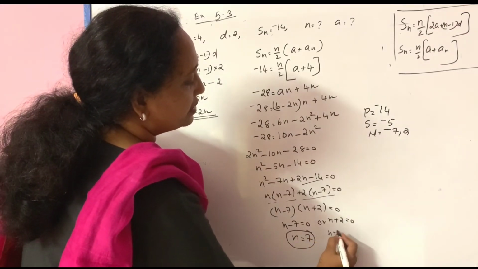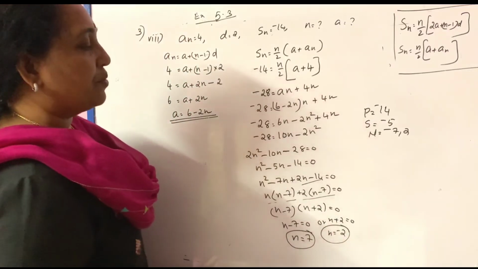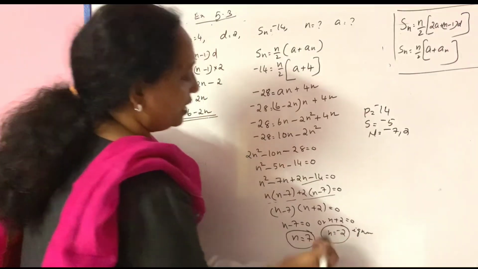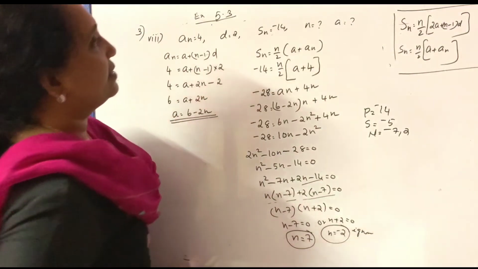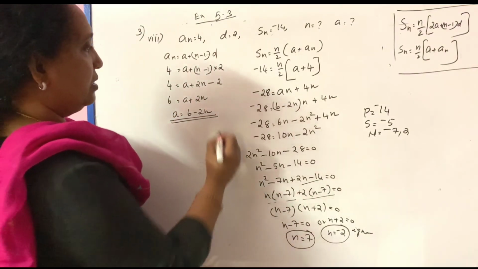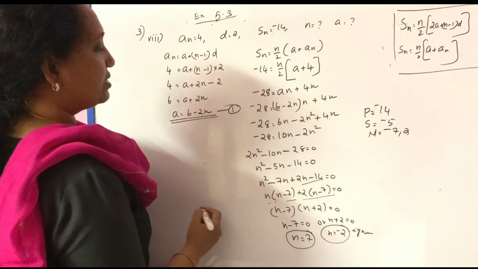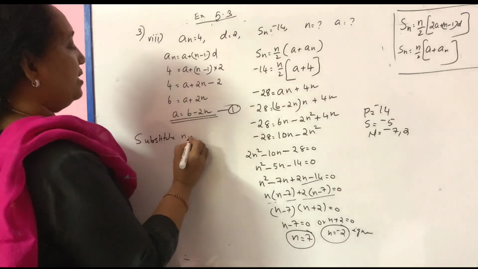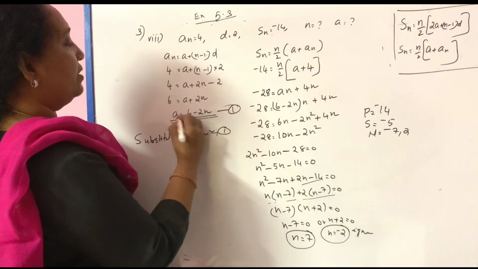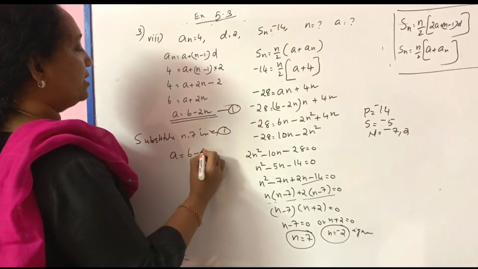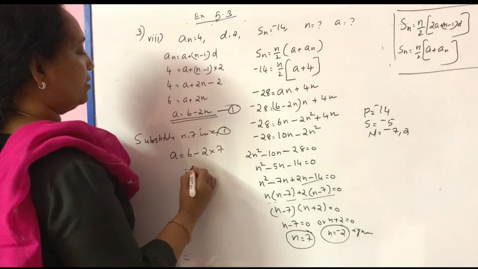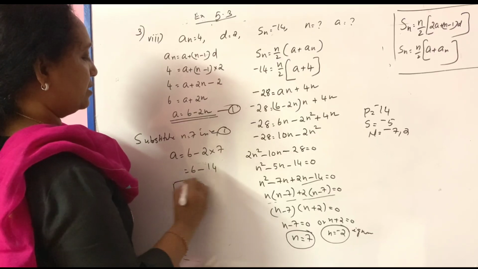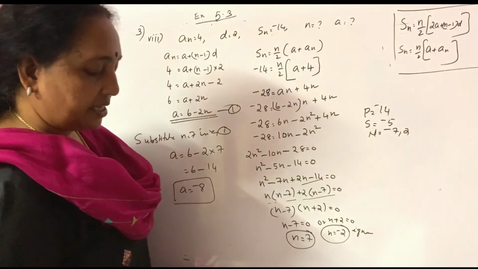So you can neglect this, because the number of terms can never be negative. So this you ignore. n is equal to 7. So we have n. Now find out a. Substitute n is equal to 7 in equation 1. Substituting here, we will get a. a is equal to 6 minus 2 into 7. That is equal to 6 minus 14. That is, a is equal to minus 8. So a is equal to minus 8 and n is equal to 7.